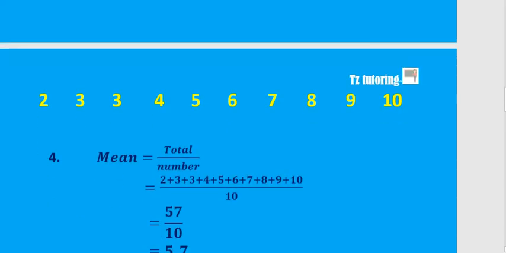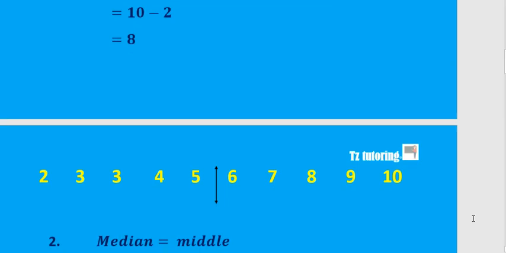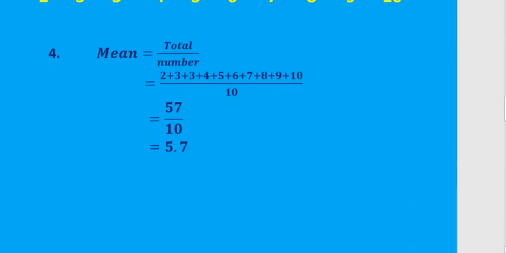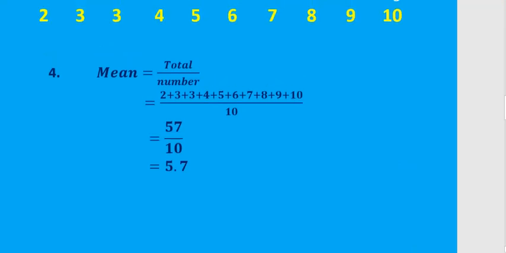Then we move on to the last part of question 2, which is the mean. How do you calculate the mean? Mean is basically the total divided by the number. So we get the total of all 10 values and we divide them by 10, because the number of those values is 10. So 2 plus 3 plus 3 plus 4 plus 5 plus 6 plus 7 plus 8 plus 9 plus 10 will give you 57, divided by 10, the number of observations.